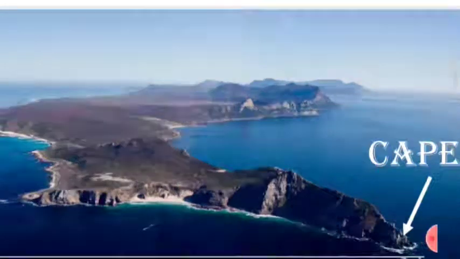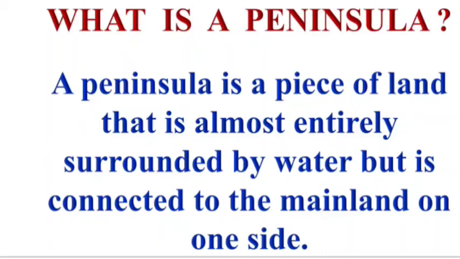Yes, it is. What is a peninsula? A peninsula is a piece of land that is almost entirely surrounded by water, means three sides, but it is connected to the mainland on one side. You can see these pictures.